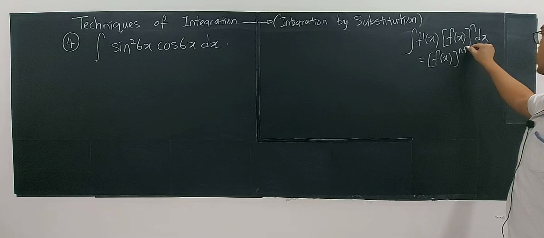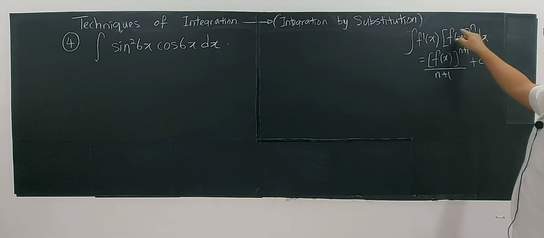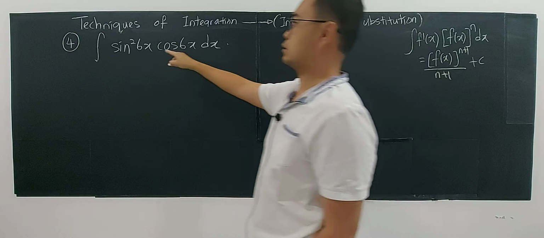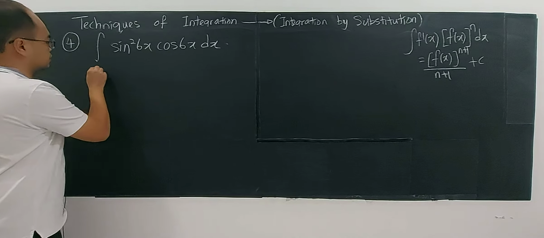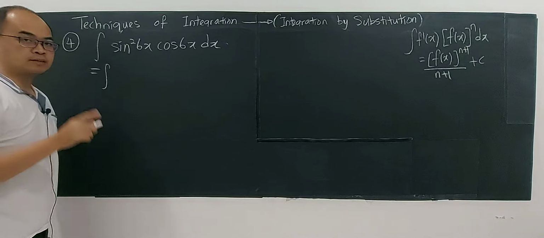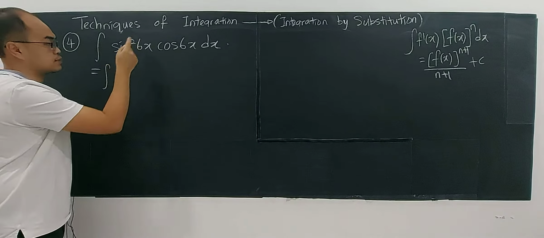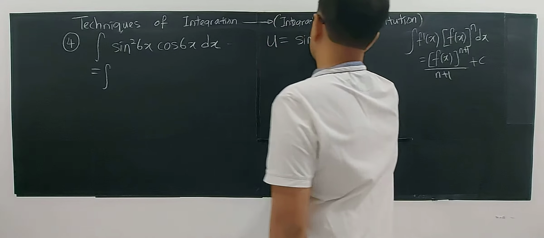I'm not going to tell you how to do this. I'm just telling you that your f(x) will be your sine 6x to the power of 2. Now mainly I want to talk about the technique of substitution. So you can pause the video and try first. Now you can see, you have cos, you have sine. Definitely for me, I choose sine 6x.